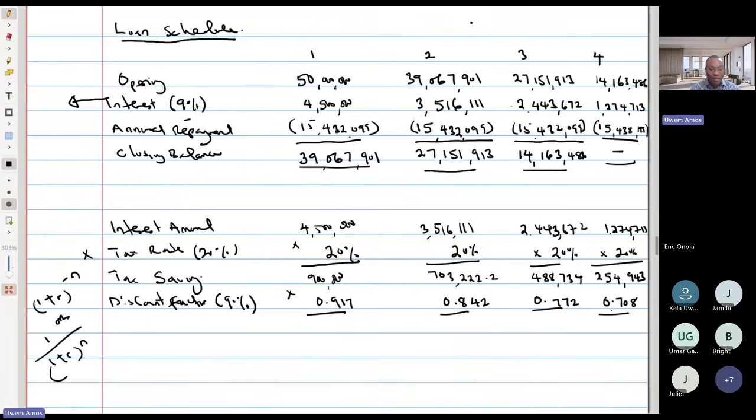900,000 multiplied by 0.917 gives 825,300. Then 703,222, I don't want to put the point, multiplied by 0.842 gives 592,113. I don't want to make use of the point so that it's easier to manage my values.